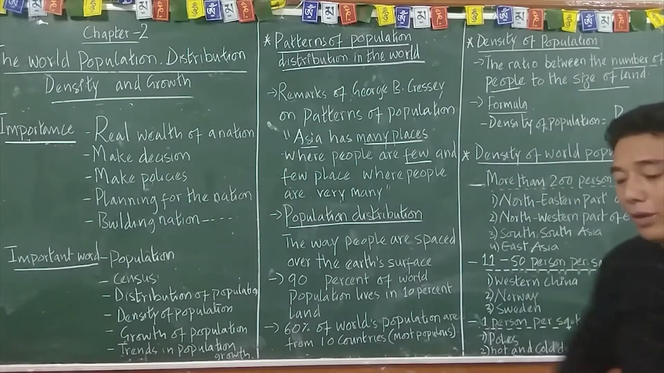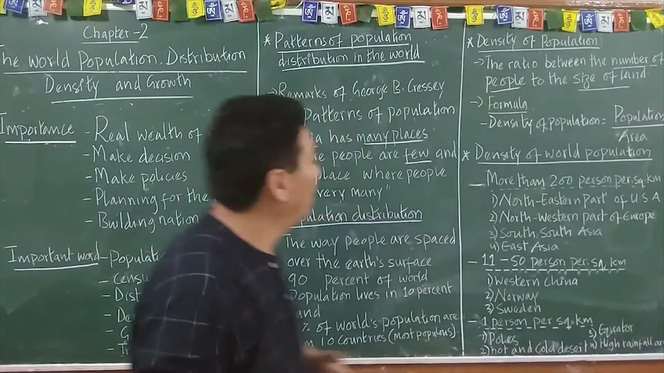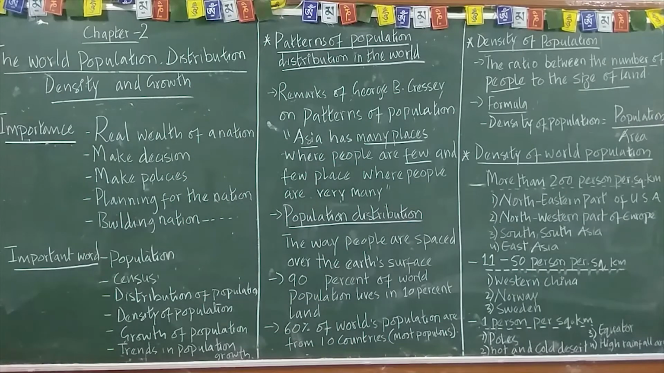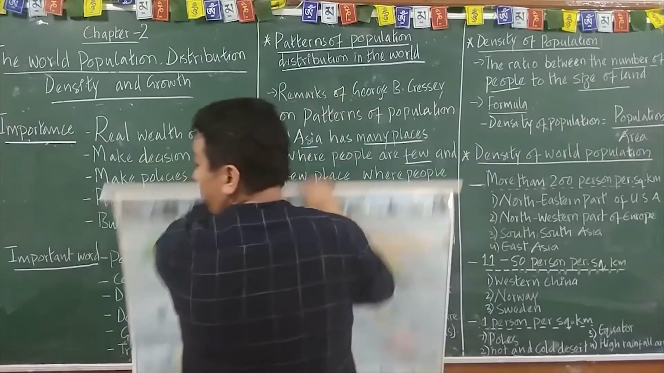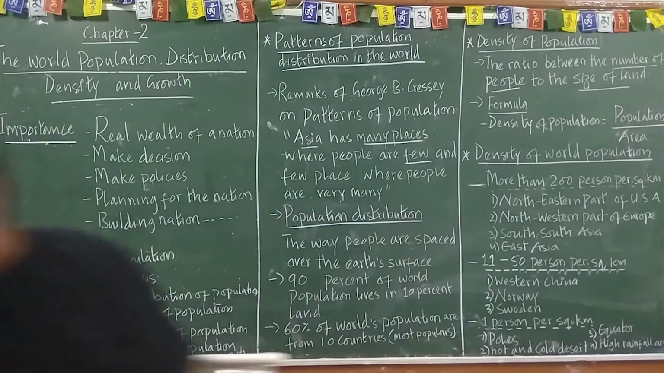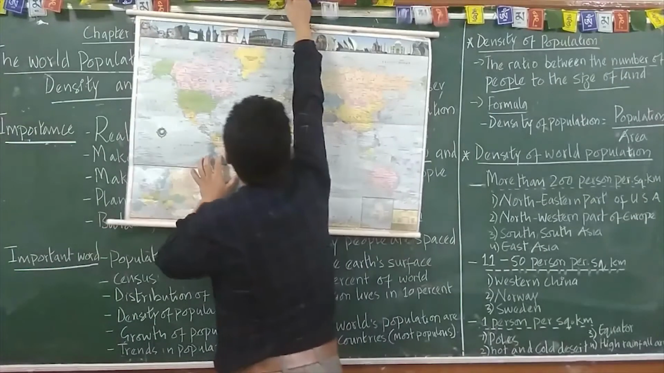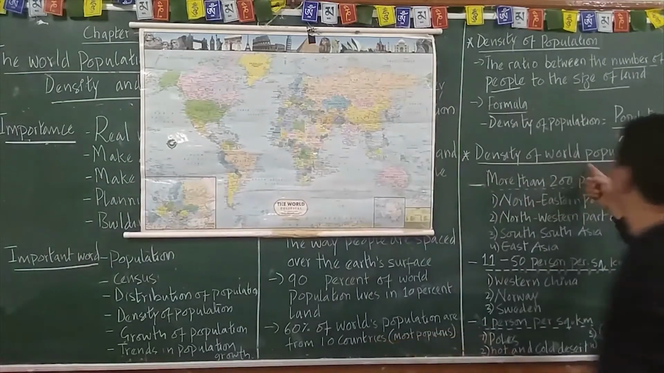And next one is density of world population. Now we are going to learn about the world's population, and in order to learn this one, we need a map. So I'm going to place a map on the board. All right.